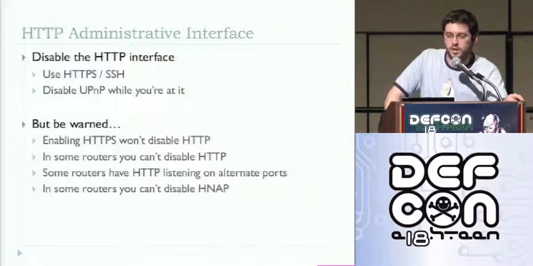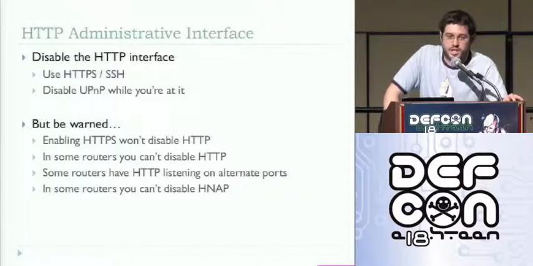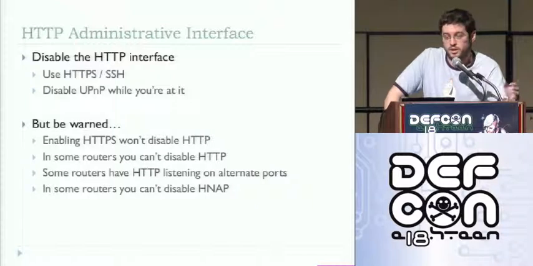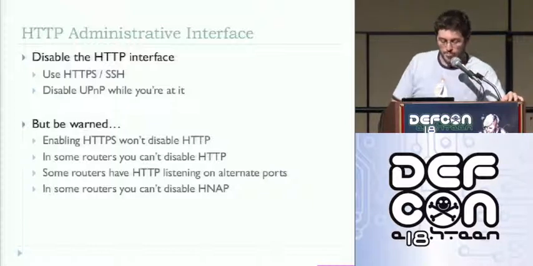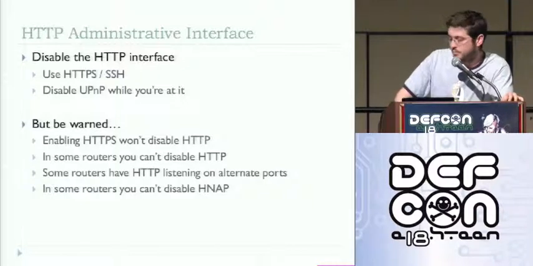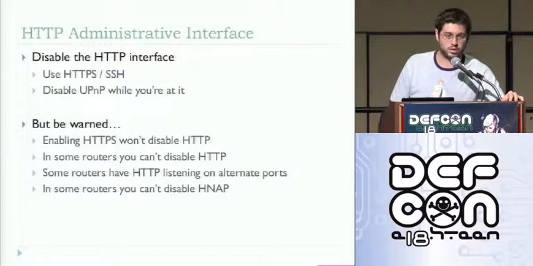Disable UPnP as well if you can. I know a lot of people rely on it, so that might be difficult. Some routers don't let you disable HTTP. There's just a checkbox to enable HTTPS. Some routers also bind the HTTP interface to multiple ports. So this one, for example, runs on port 80 and port 8080. So when you disable HTTP, you have to make sure it disables all of that. Again, HNAP, that's a whole other talk in and of itself. But some routers don't let you disable that at all.